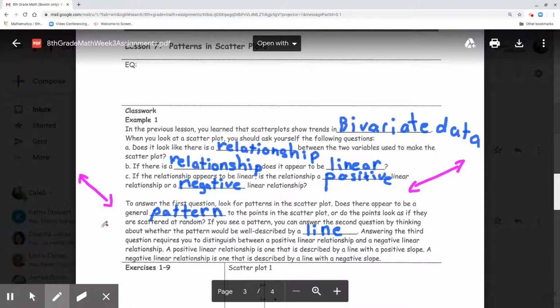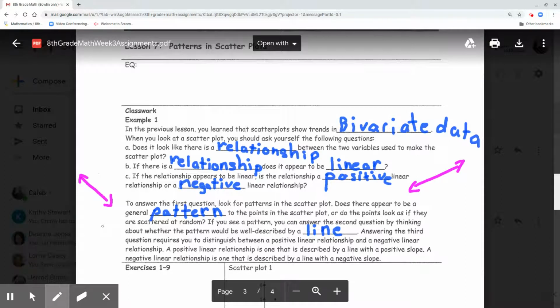We'll go ahead and read through the second part here that you guys were filling the blanks in on. To answer the first question, look for patterns in the scatter plot. Does there appear to be a general pattern to the points in the scatter plot, or do the points look as if they are scattered at random? If something is scattered at random, we would say that it does not have a linear pattern. We'll look at what that means later on.